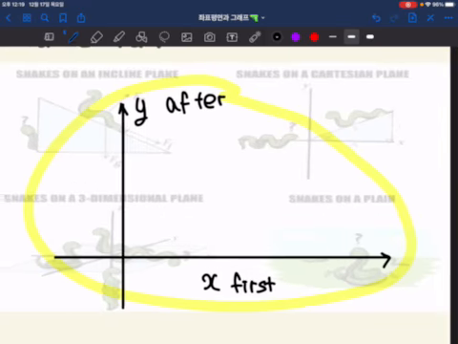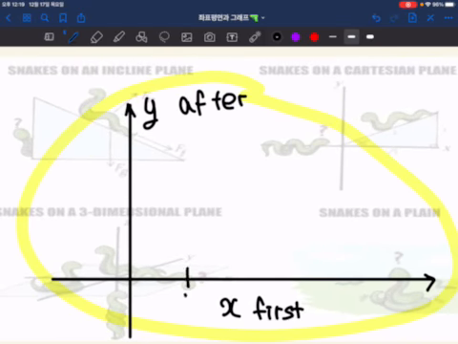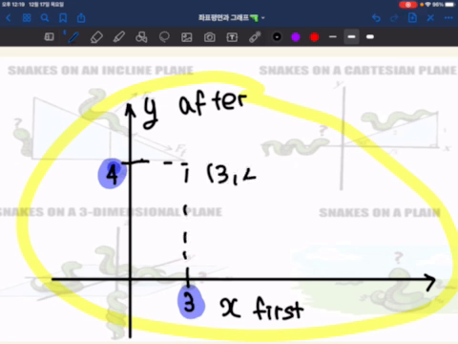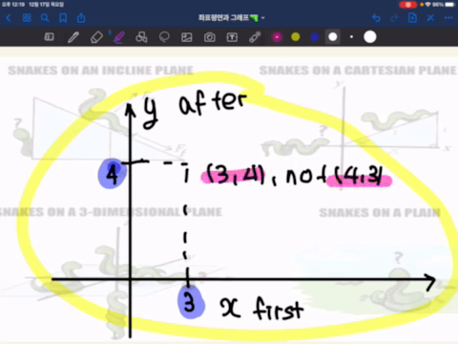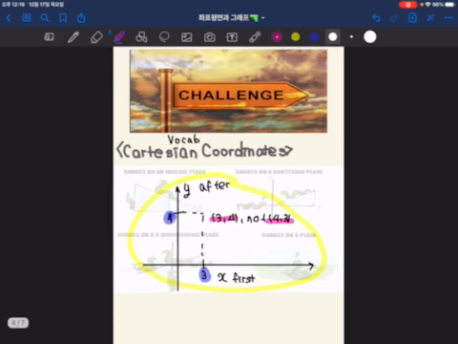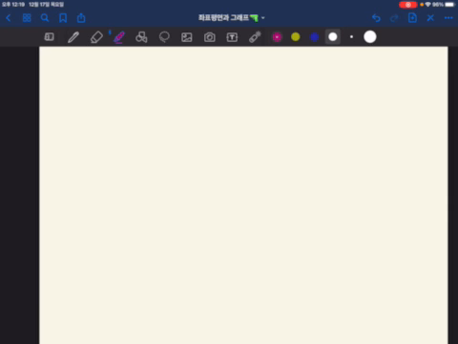Now to explain this, for example, there can be 3 and 4. This is the thing that we have seen before, and this is just the vocabulary for it. So if there is 3 and 4, what the Cartesian plane emphasizes is that this is (3, 4), not (4, 3). So this should be represented as (3, 4), not (4, 3). This is the thing that we should learn in the Cartesian plane.